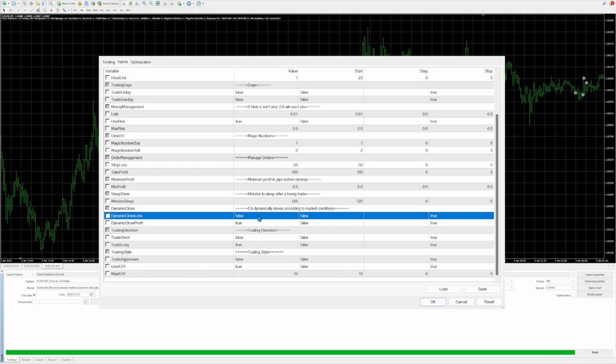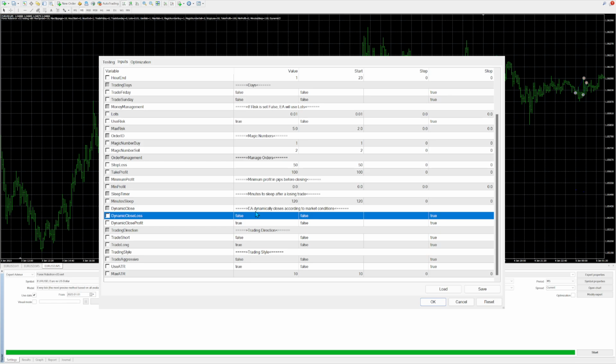Okay, so this is the dynamic close I was talking about. If the dynamic closing loss is set to false, the EA basically has a dynamic close condition which adapts to the current market conditions. Okay, so a lot of EAs and trading strategies just rely on fixed stop loss and fixed take profit levels that do not take into account the underlying market conditions.